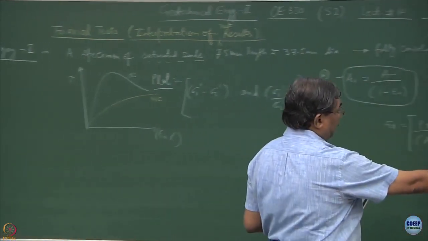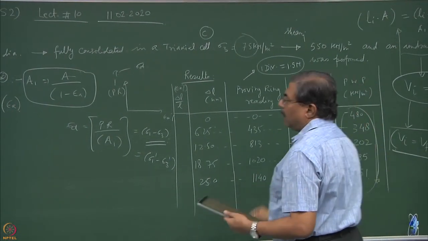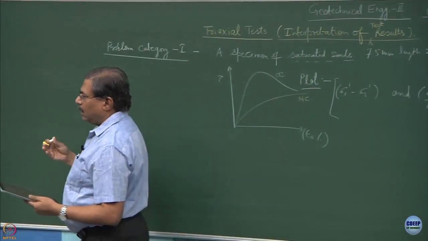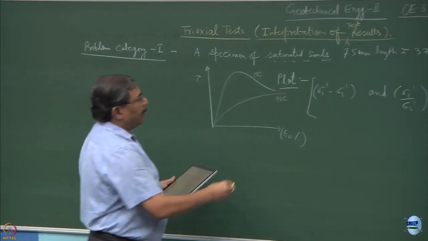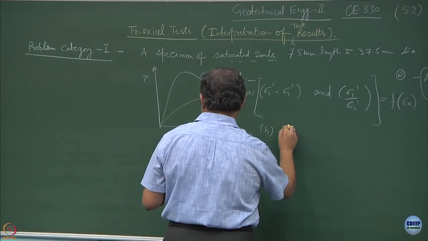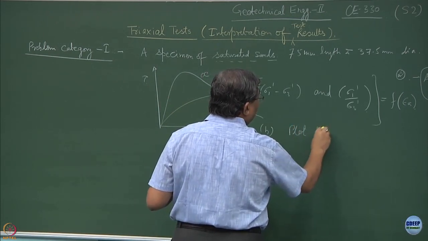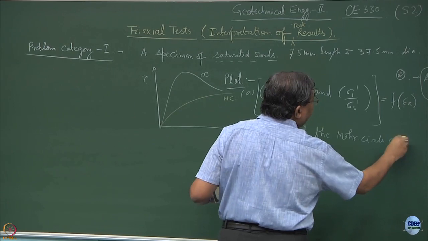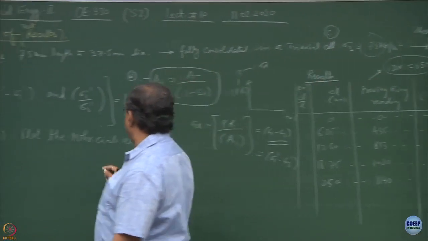And the hint is here, most of the time geotechnical engineering analysis and experimental investigations are directed towards cross questioning, cross examining something. The second part of the problem would be to plot the Mohr circle at failure. Having done all these things, you plot the Mohr circle at failure.